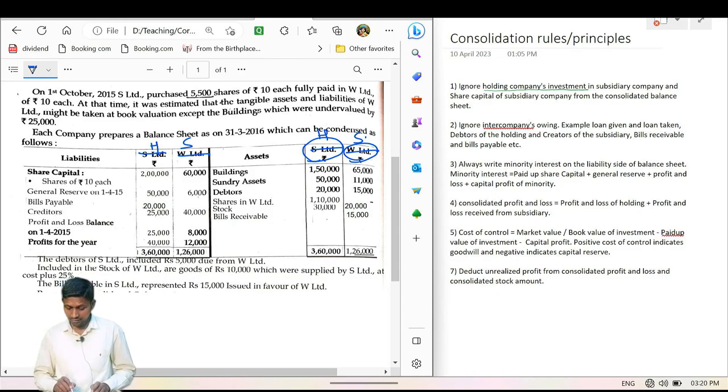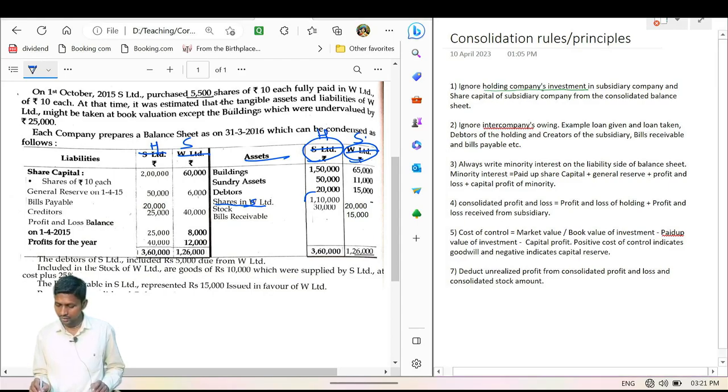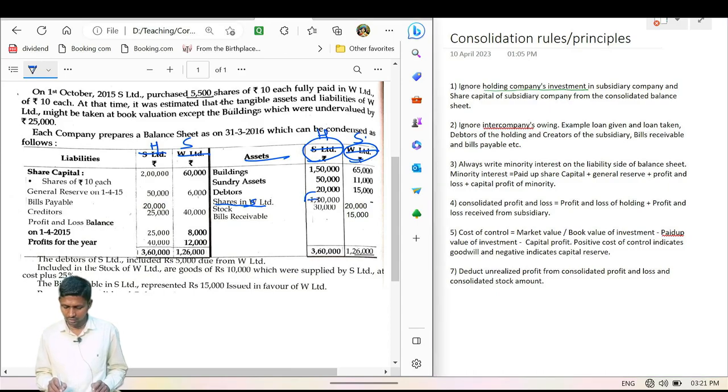Now H Limited's investment, generally you will find on the asset side of the balance sheet. In this balance sheet you will find investment in shares of S Limited, the subsidiary. Now how much have you invested? You have invested 1,10,000 rupees. Yes, you invested. What they are saying, ignore the holding company's investment. Ignore, then don't consider it, we'll scratch it out.